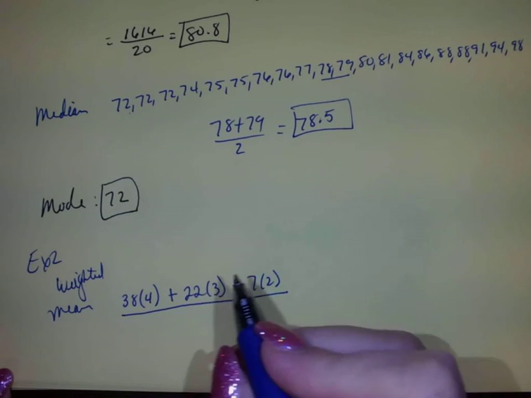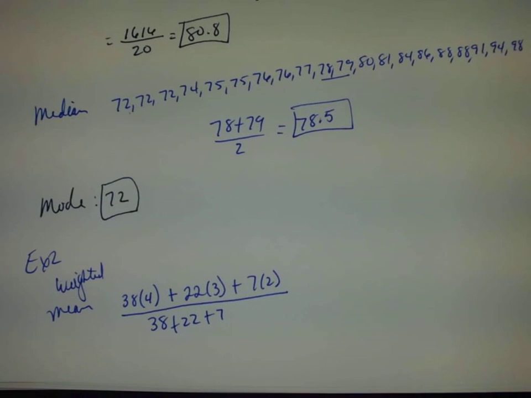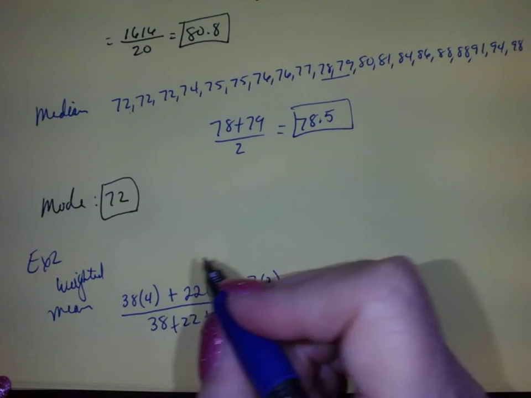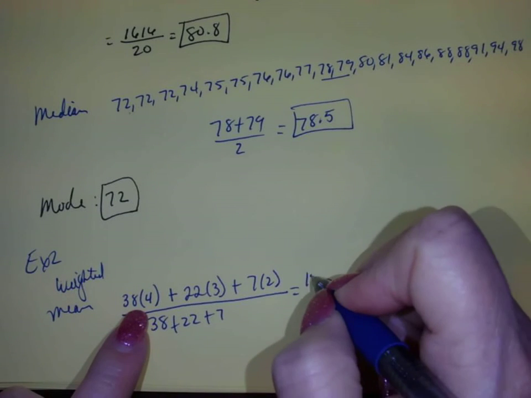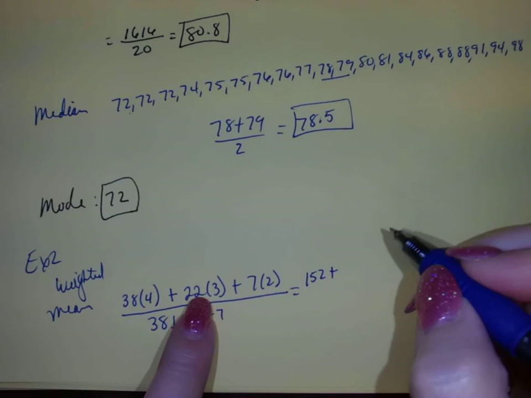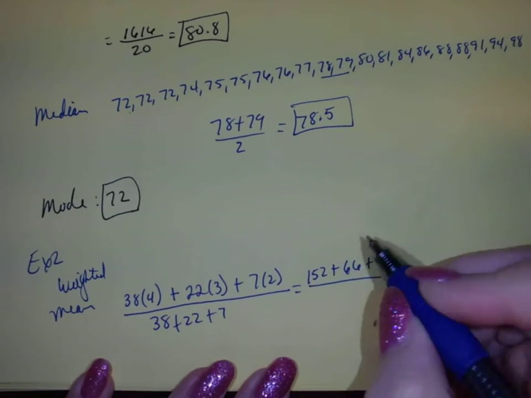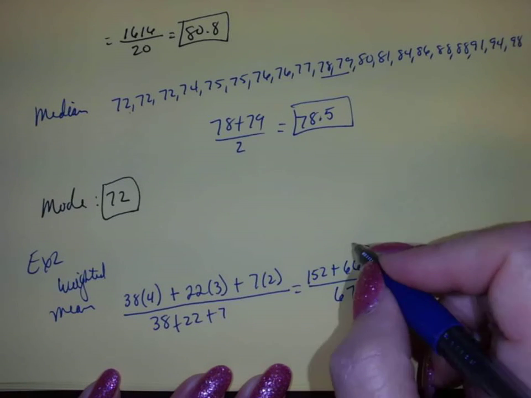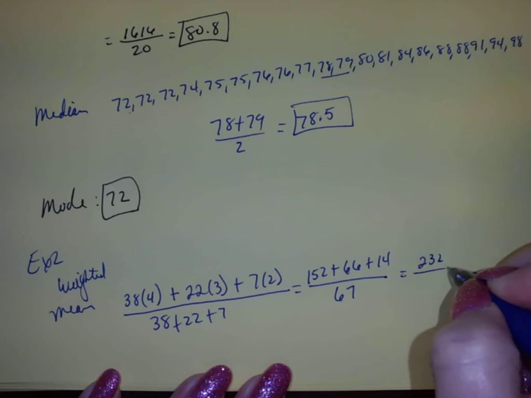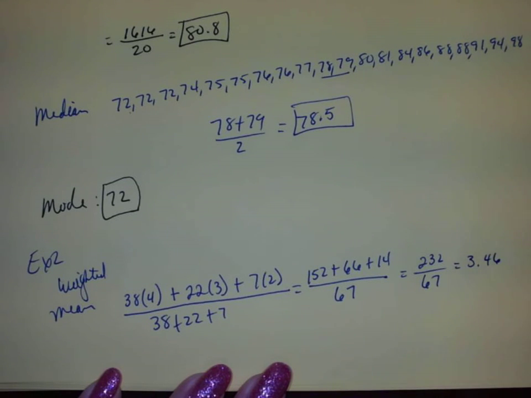Now, total credits that he has: 38 plus 22 plus 7. You could go ahead and add that, but I wanted you to see where I got those values from. So I'm going to step this out so you can see where all the numbers come from. So 38 times 4 would be 152. 22 times 3 is 66. And 7 times 2 is 14, with a total on the bottom of 67 when I add those 3 numbers. So now on the top, when I add those, I get 232. Divided by 67 will get us 3.46.